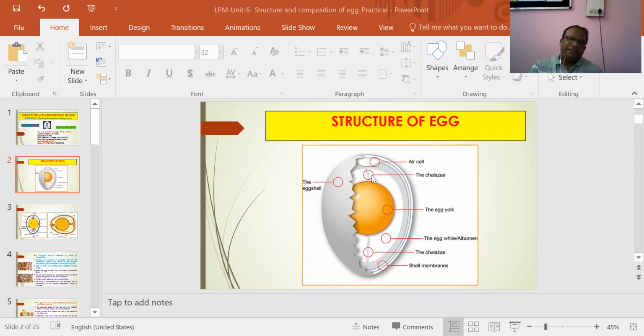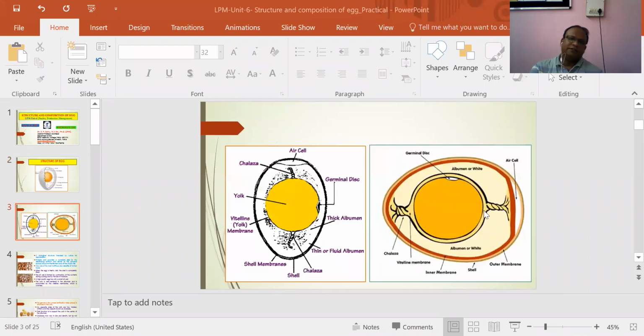Inside the egg you can see a twisted structure, just like the wick of a lamp, at both the broader end and the narrower end of the egg. It is called chalazae, which holds the yolk at the center. Otherwise it would go down or up, toward the broader end or narrower end. This is the general structure of egg.